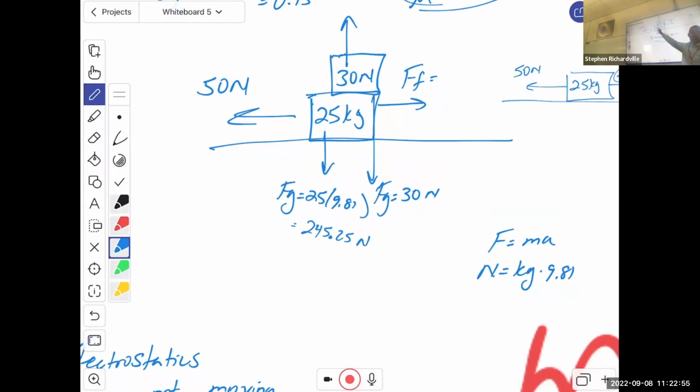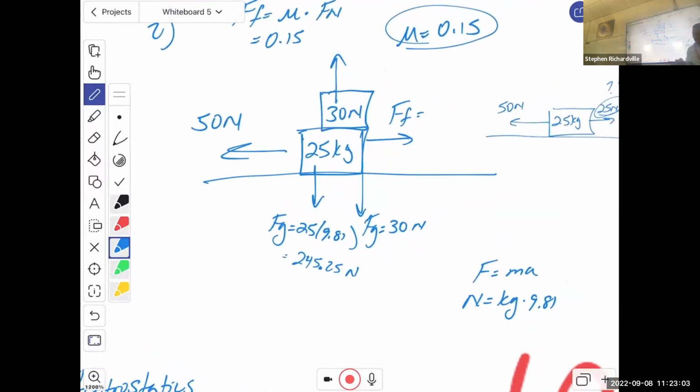This one's mass is 25. This one's mass is 30 divided by 9.81. We'll need to know that later, but not quite yet. It's okay.